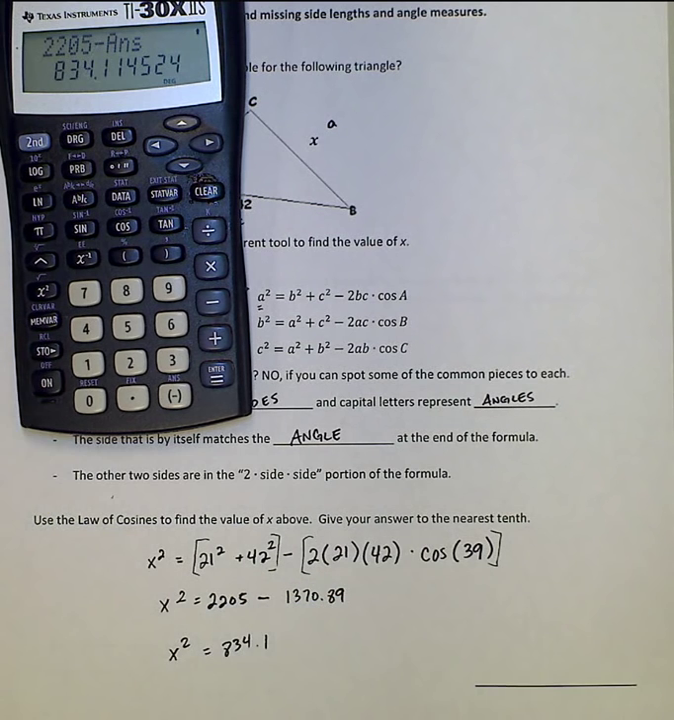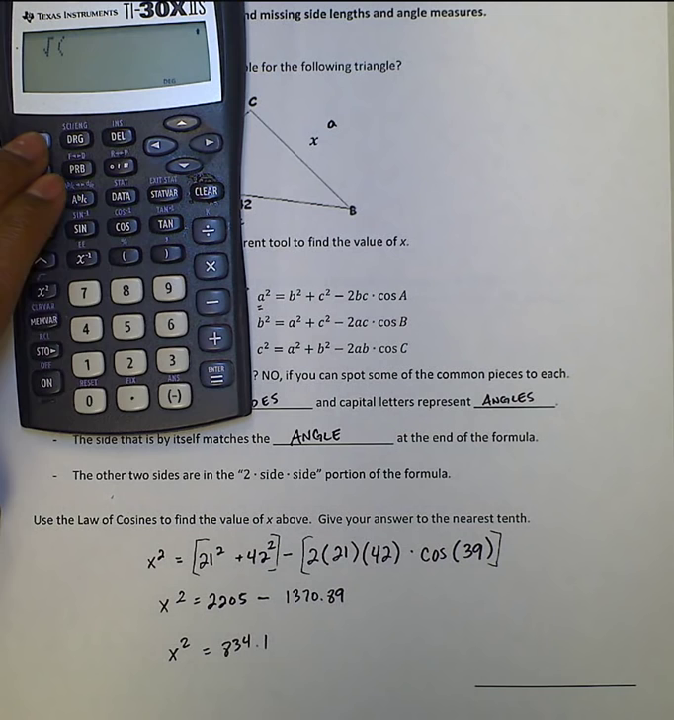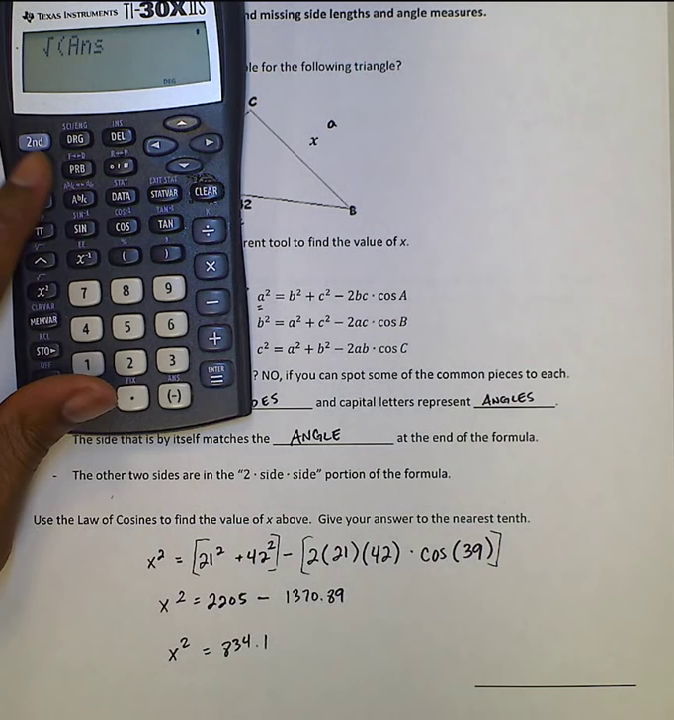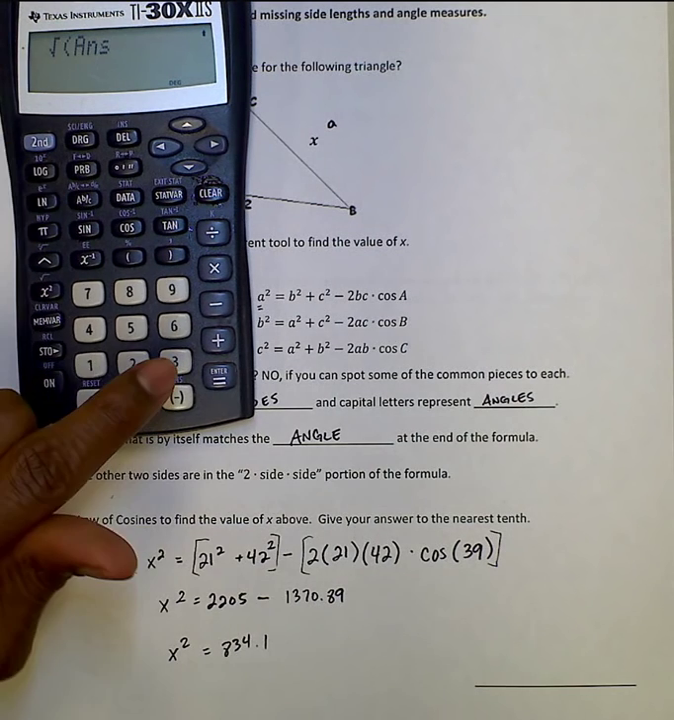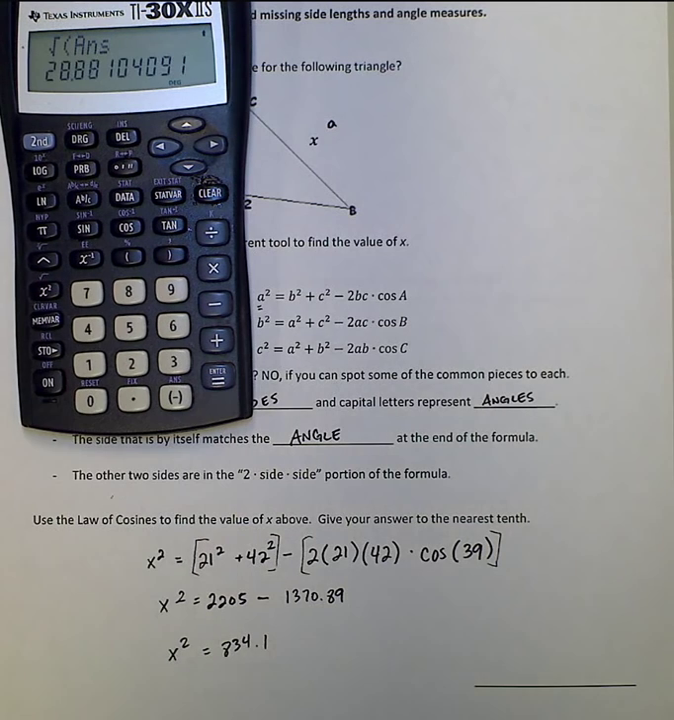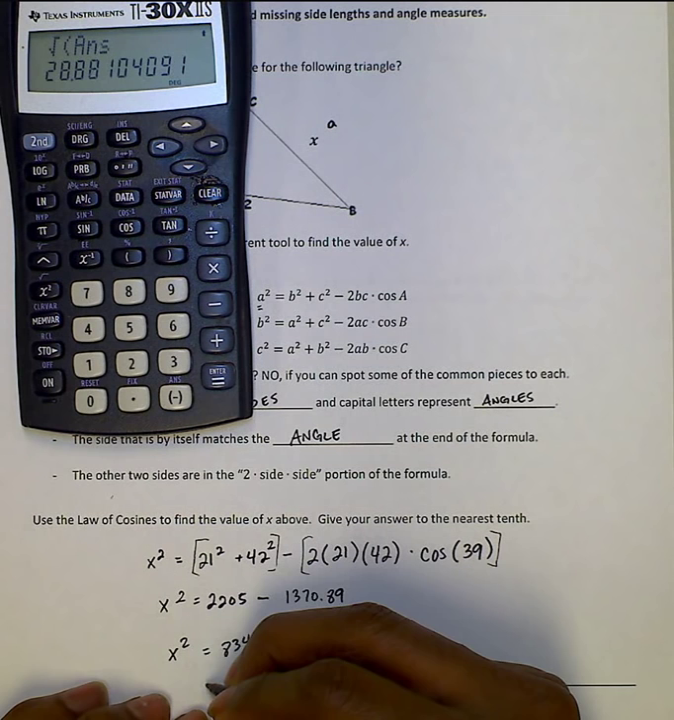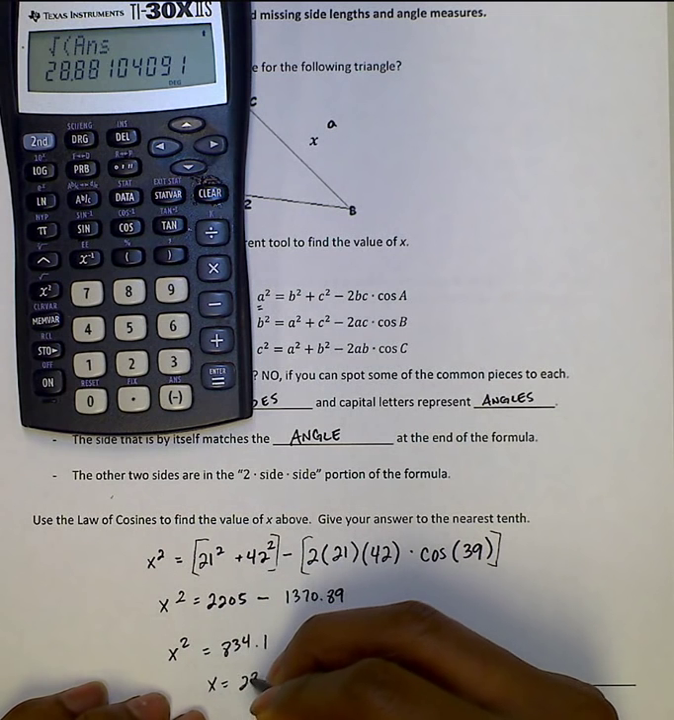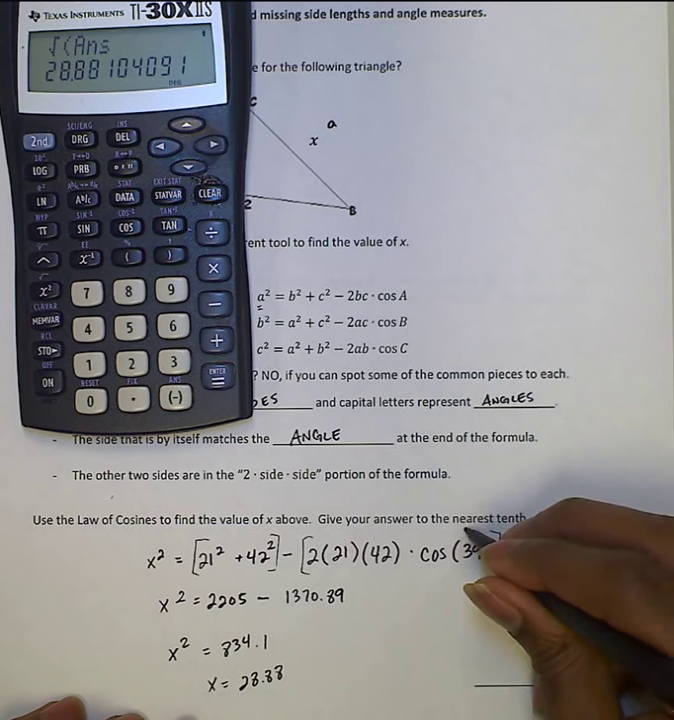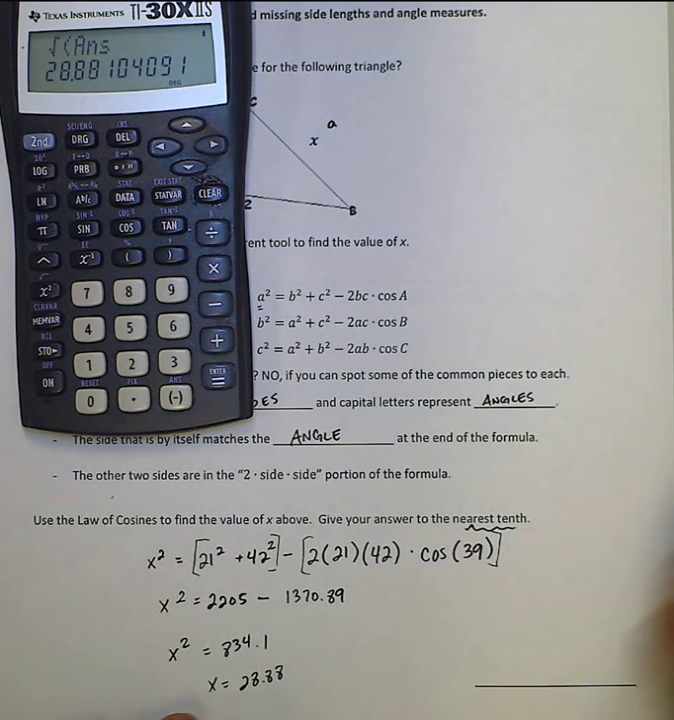Now remember, that's not our final answer, that's x squared. In order to find x, I have to take the square root. And I am a proponent of just using second answer. That way you don't have to round your answer to get an accurate calculation. And so it gives us that x is 28.88. Since our directions told us to round to the nearest tenth, I'm going to say 28.9.